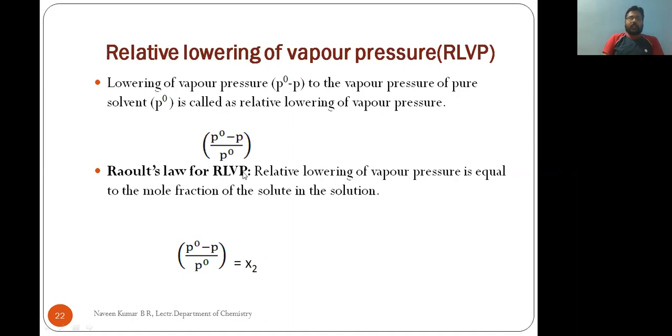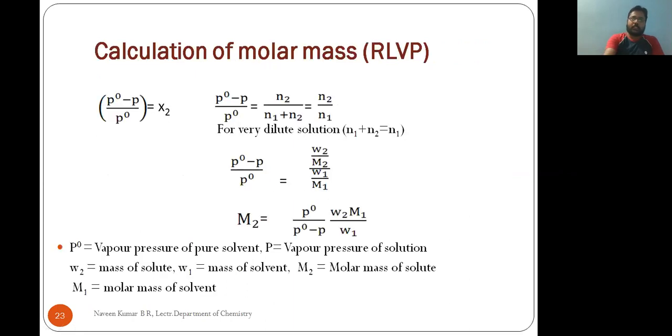Raoult's law for RLVP states that relative lowering of vapor pressure is equal to the mole fraction of the solute present in the solution. I will expand this equation and rearrange it to see how the molecular mass of solute is calculated, as we will observe in the next slide. So we'll take the definition of mole fraction of solute. P naught minus P by P naught is equal to mole fraction of solute.